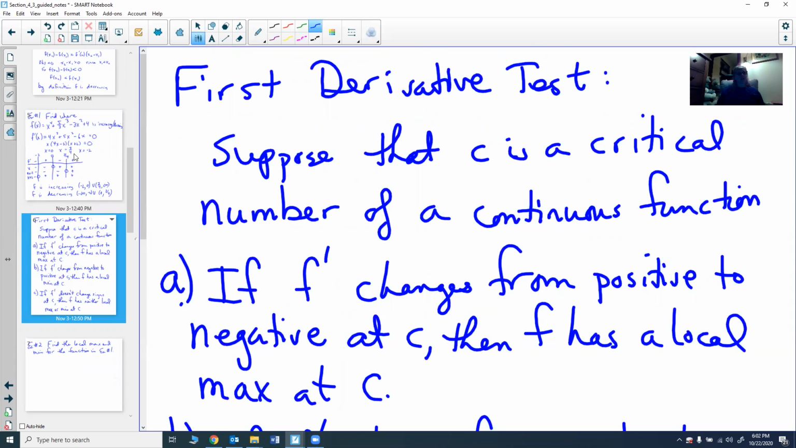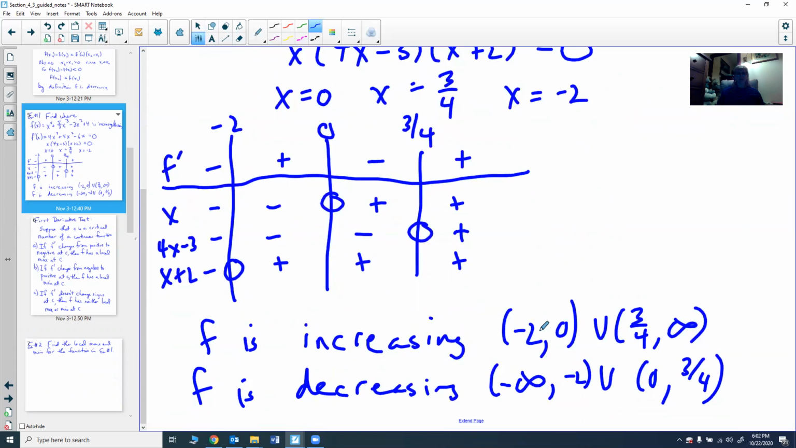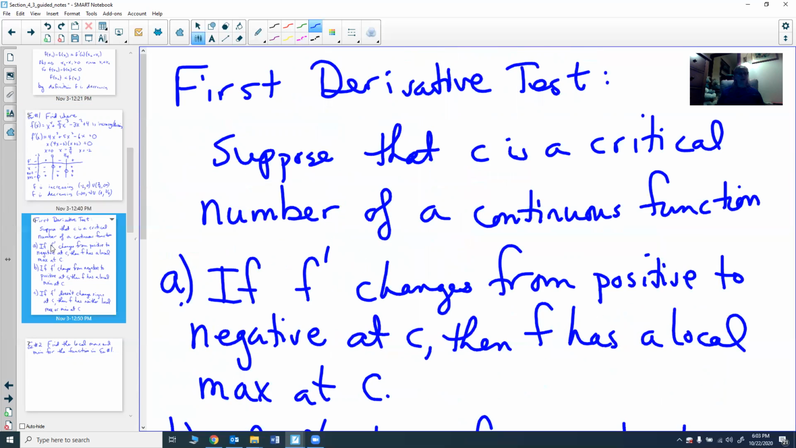This actually helps us, by the way. I can now see that if I'm increasing from -2 to 0, then I'm going up, and then I'm going to start going down again. That must mean something special is happening at x equals 0. And what we can look at is whether or not it's a maximum or minimum. And that gets us into something called the first derivative test.